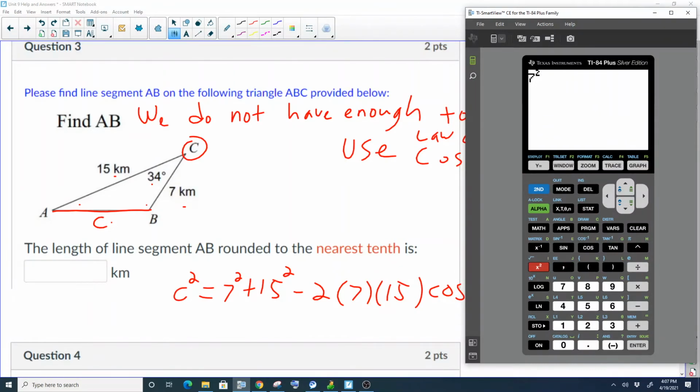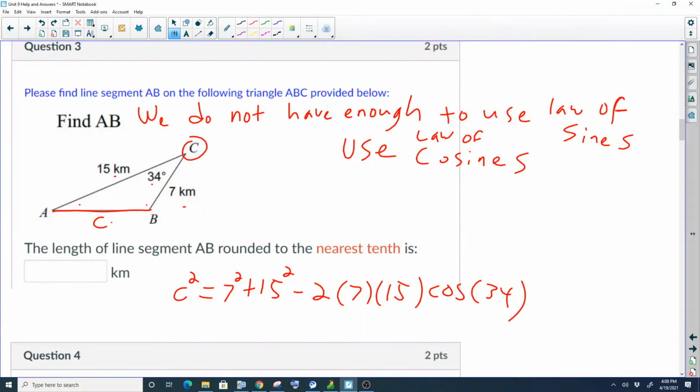Okay, thanks for pausing me. So 7 squared plus 15 squared, minus 2 times 7 times 15, and then cosine of the angle between the sides, so that's 34. Make sure your mode is in degrees. Yes, it is. Okay, so we get 99.9. That rounds up to roughly almost 100, right? And don't forget, that is actually what c squared is.